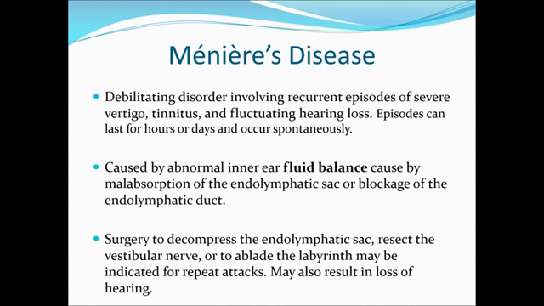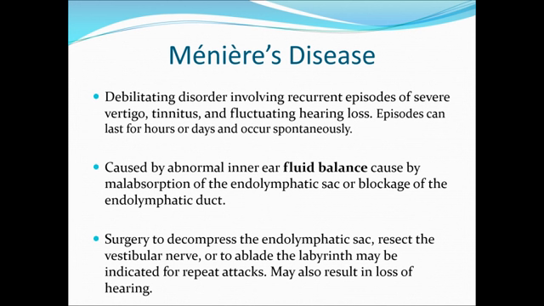And finally, we're going to talk a little bit about Meniere's disease. This is probably one of the worst disorders someone can have because it is just so debilitating. But they have recurrent episodes of severe vertigo, severe tinnitus, and fluctuating hearing loss. And when they get these flare-ups, these episodes, it can be hours, it can be days, they can happen for no reason whatsoever. It's thought to be caused by an abnormal fluid balance in the inner ear.